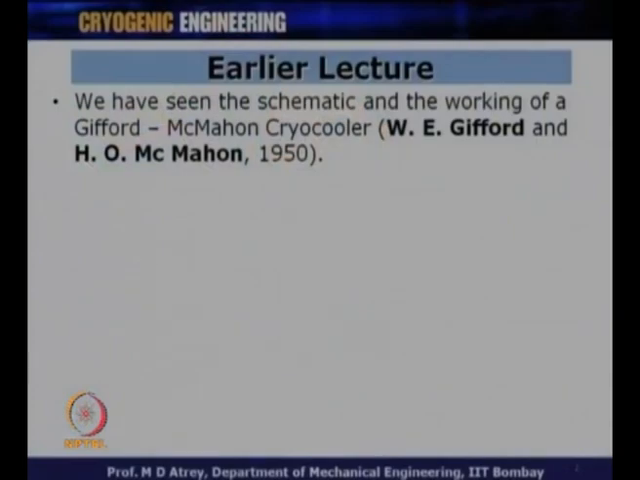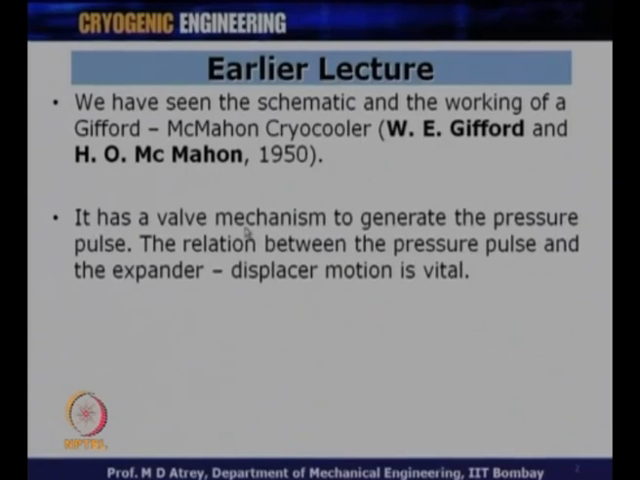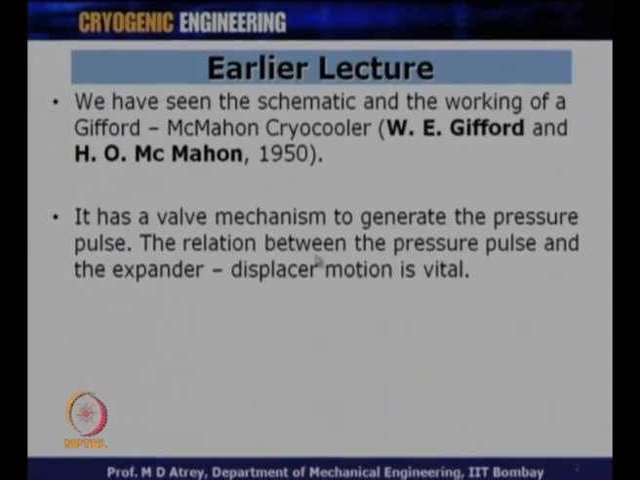So, welcome to the 30th lecture of Cryogenic Engineering under the NPTEL program. In the earlier lecture, we talked about the GM Cryocooler, or Gifford-McMahon Cryocooler. We have seen the schematic and the working of the GM Cryocooler, which was invented by Gifford and McMahon in 1950. The highlight was that it has a valve mechanism to generate a pressure pulse. The relation between the pressure pulse and the expander displacer motion is vital, and this is what we saw in detail during the last lecture.